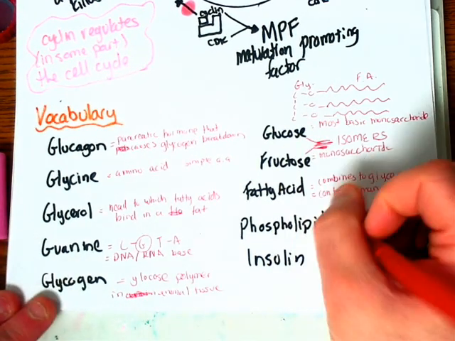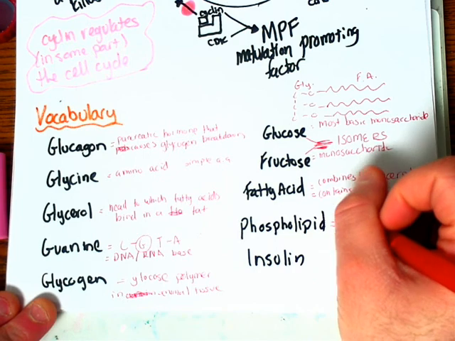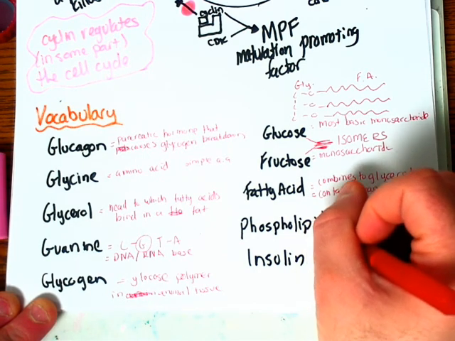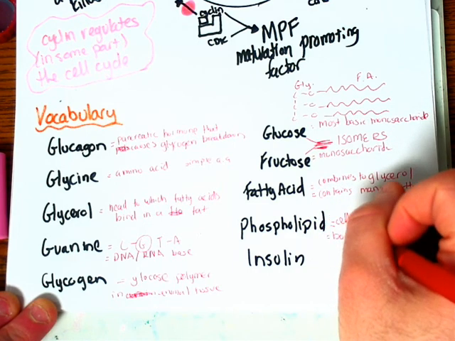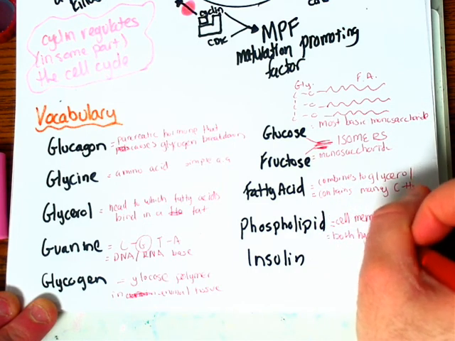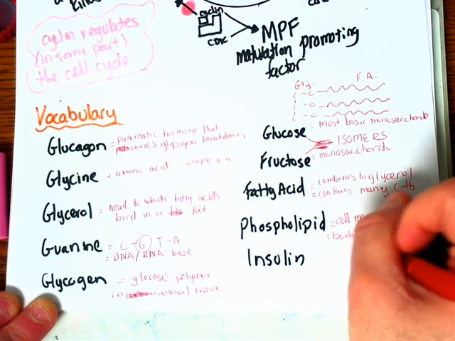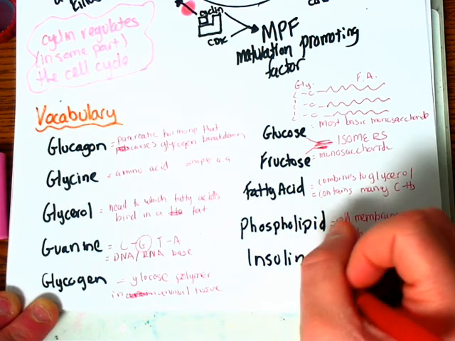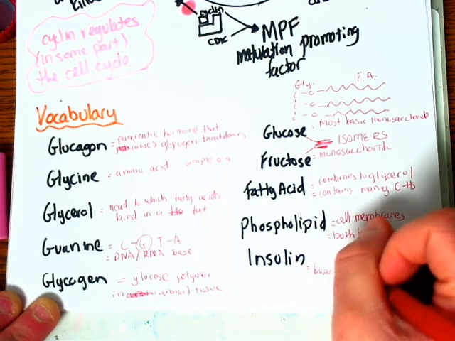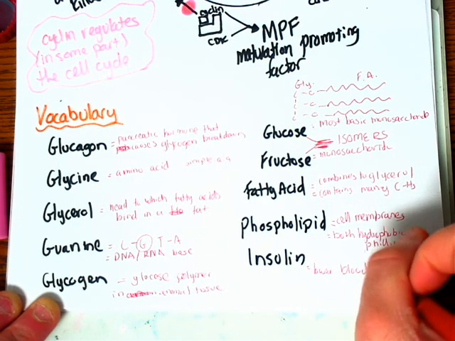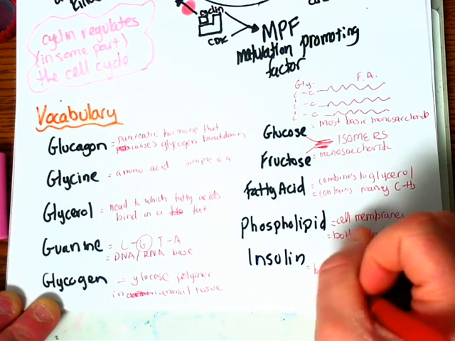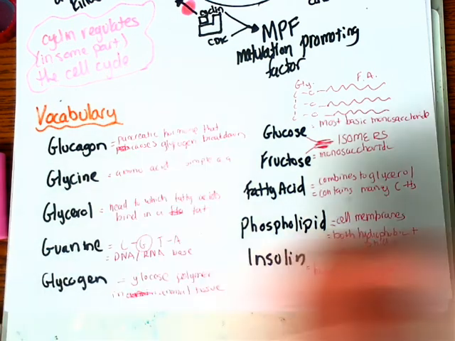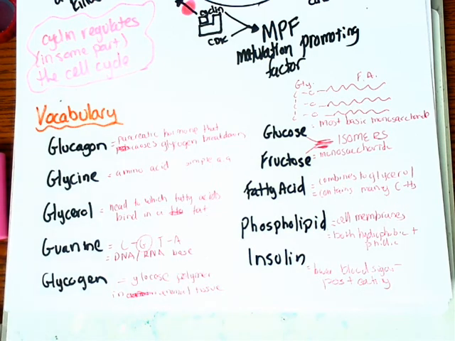Phospholipid, of course, is something like this, but this is found in cell membranes. Remember, it's got both hydrophobic and hydrophilic portions. And there's insulin. And the purpose of insulin is basically to lower blood sugar, which of course would be high post eating. So there we go with all that.